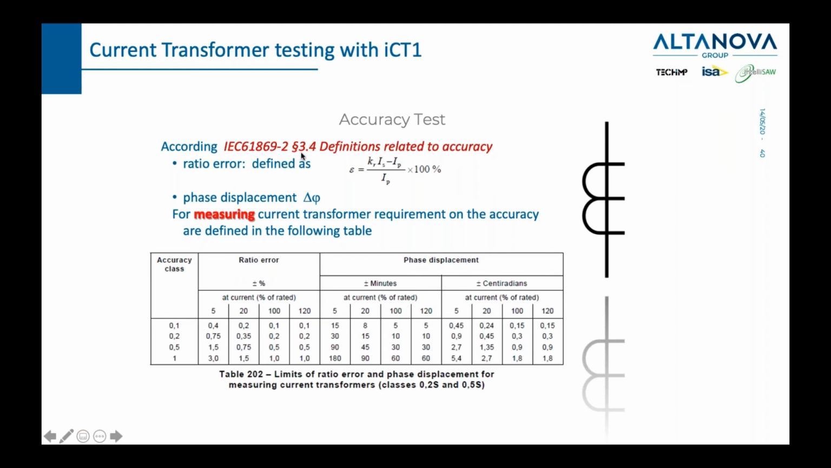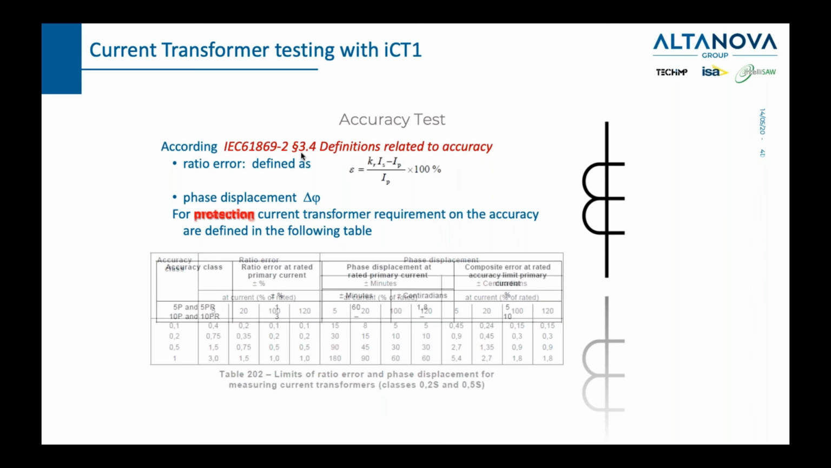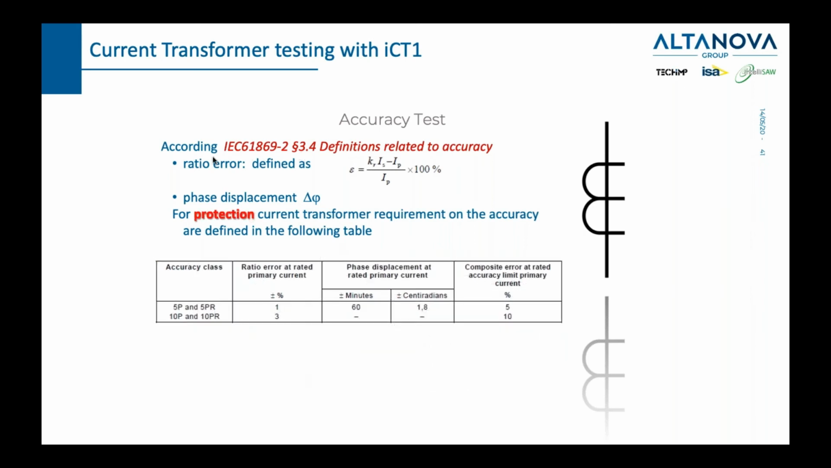61869-2 and 3.4. So this is another test that we can do for a metering CT, also a protective CT. We can see that for a protective CT, we don't have accuracy classes of 0.1, 0.2, 0.5, or 1. We have 1, 3, or something like that, because we said before that it is not that important, let's say, to have an accurate protective CT.